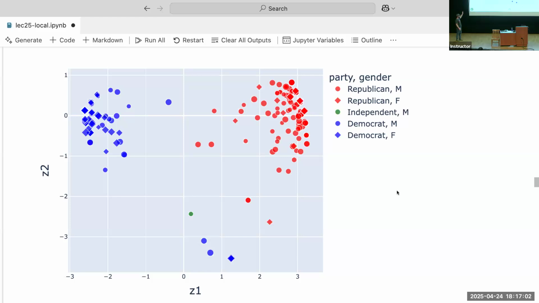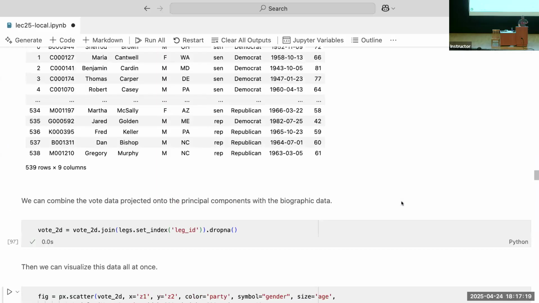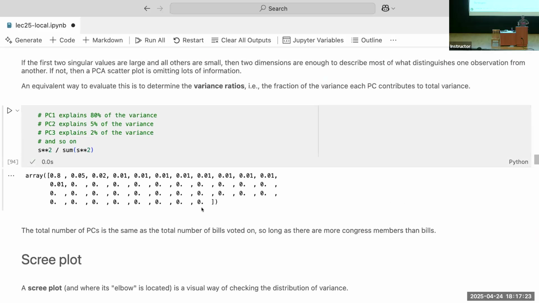Now, what is Z2? We've got to think about that a little bit. We see that there's only one green point at the bottom. It's the one independent in Congress. So maybe something different seems to be going on here. But I'll show you in a moment what this Z2 axis might be describing. But let me go back up for a moment, and let's just talk about whether we did a good job. Do these PCs explain a lot of the variance?